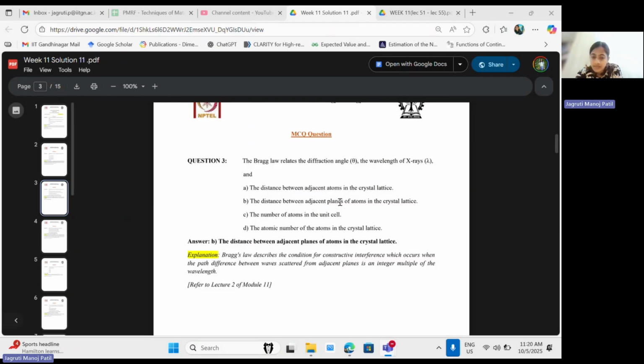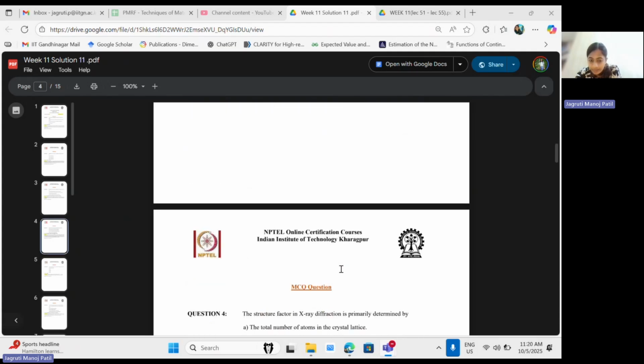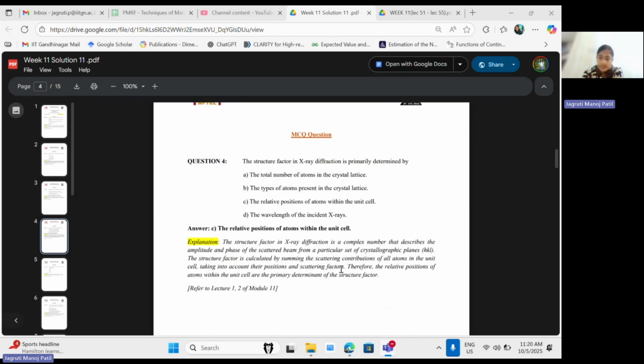So you just notice the keywords there. Bragg's law describes the condition for constructive interference, which occurs when the path difference between the waves scattered from adjacent planes is an integer multiple of the wavelength, n lambda. So 2d sin theta is n lambda basically.